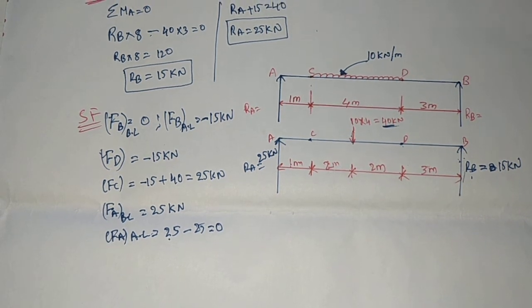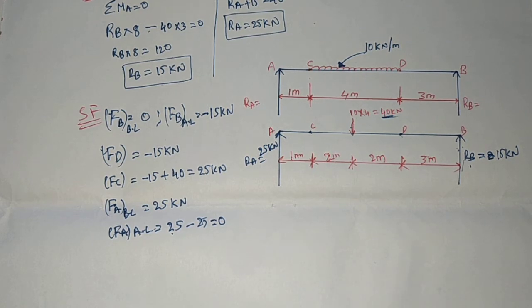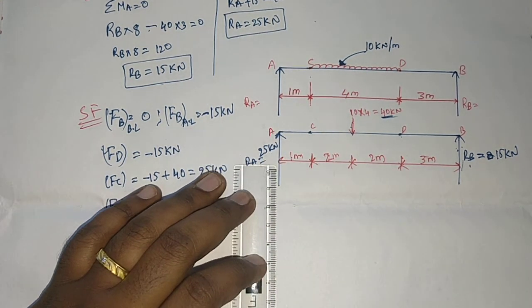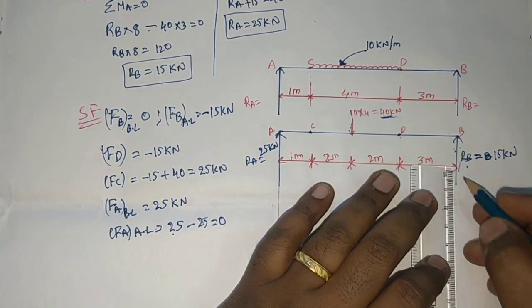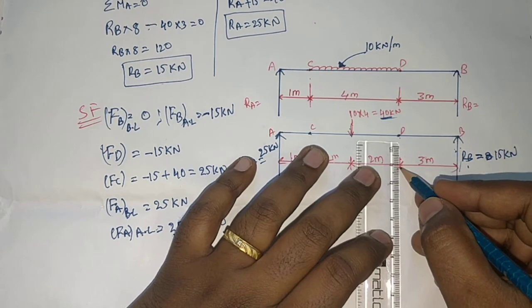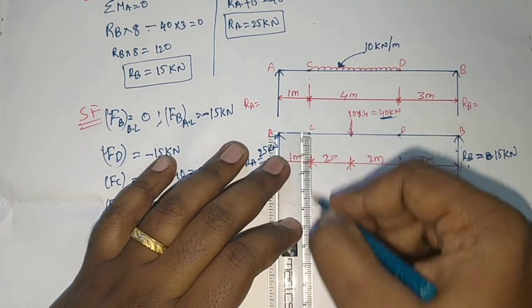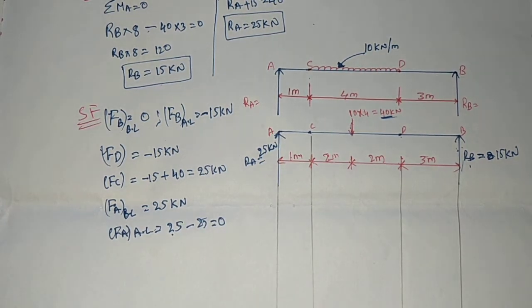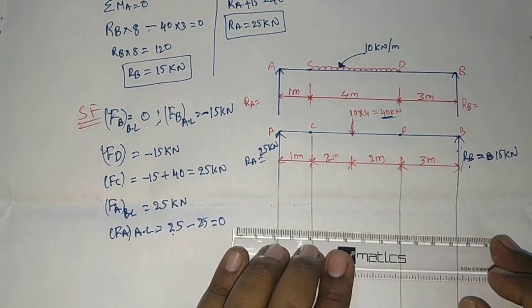From the values of shear force at points A, B, C, D, we can draw the variation of shear force along the length of the beam. First, draw the baseline.